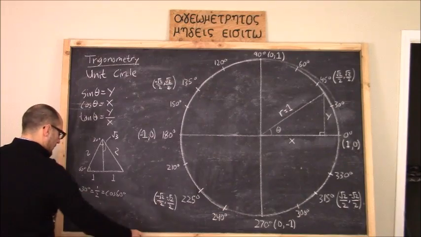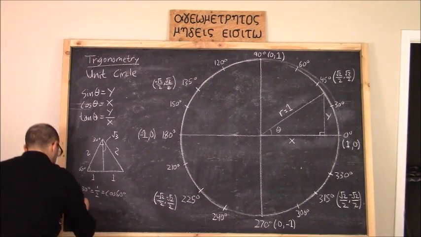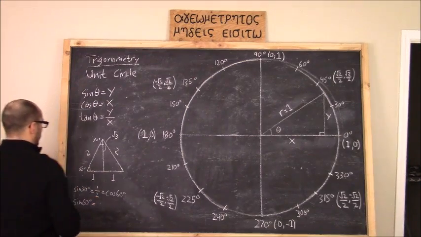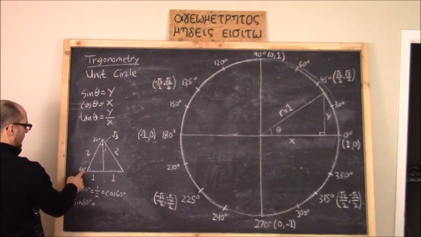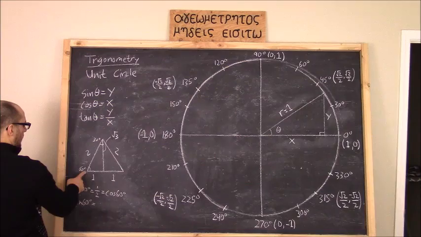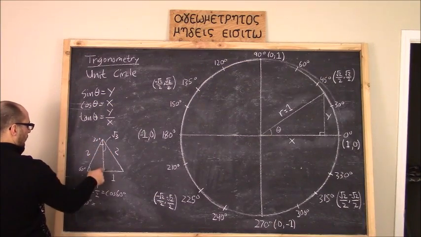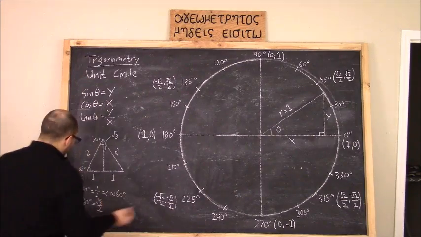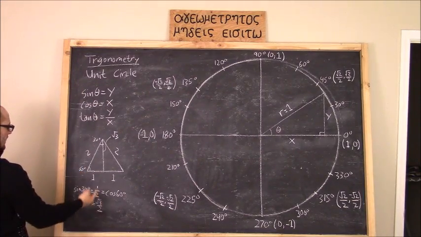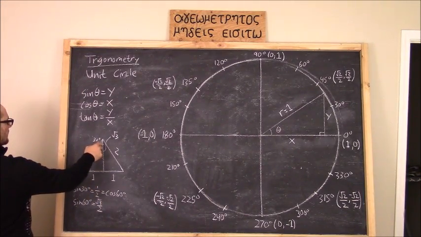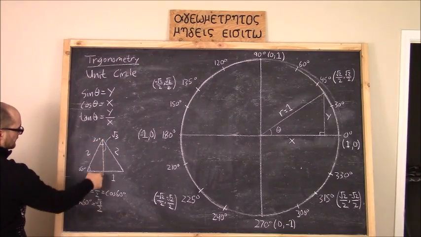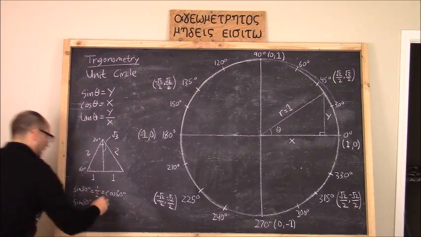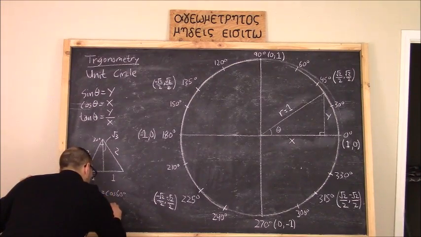How about the sine of 60 degrees? Well, 60 degrees puts my theta here, opposite over hypotenuse. Opposite is root 3, hypotenuse is 2. Again, sine of 60 is the same as cosine of 30. Cosine is adjacent, so 30 puts theta here. Adjacent is root 3 over hypotenuse is 2.